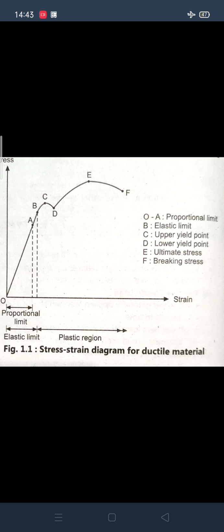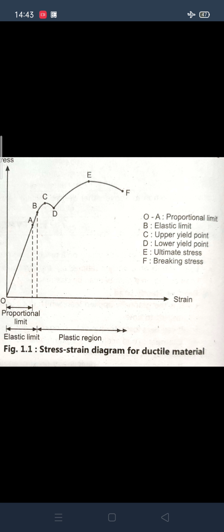Good afternoon, students. Last lecture we have seen various types of stresses and the numericals on these stresses. Now we will see the stress strain diagram for brittle material. So, number of times the question may be asked in exam.